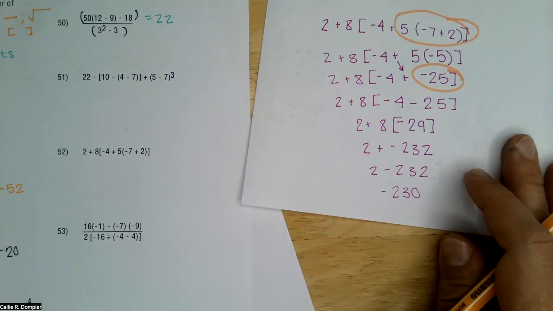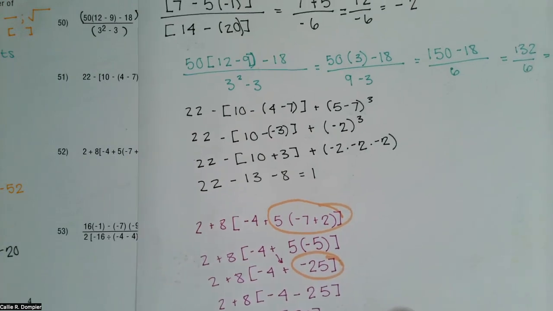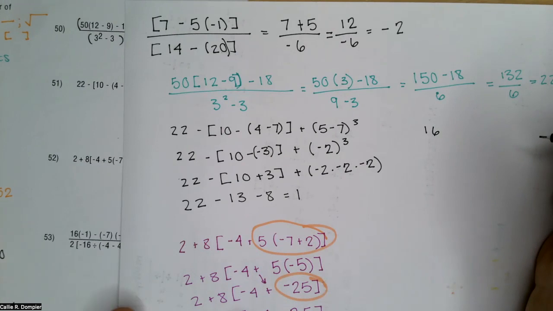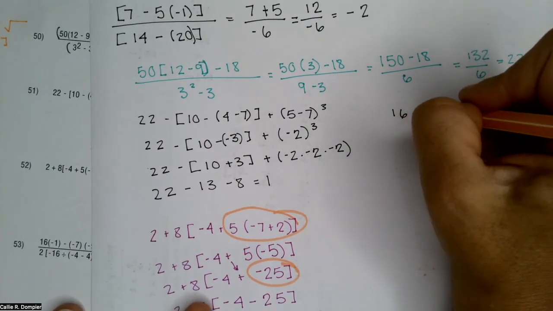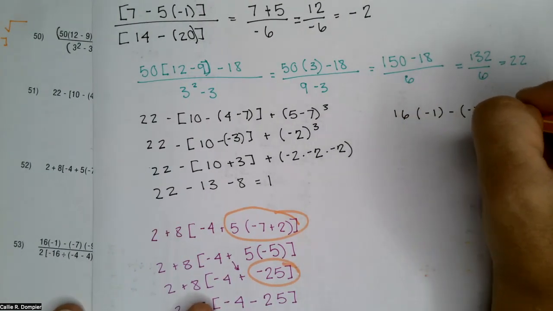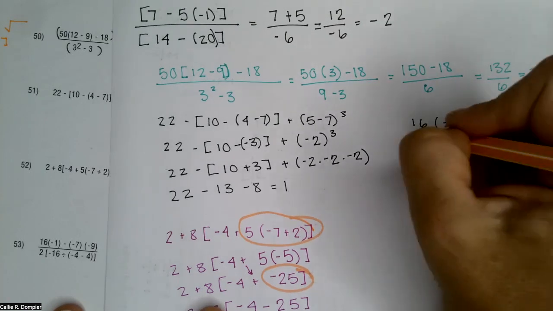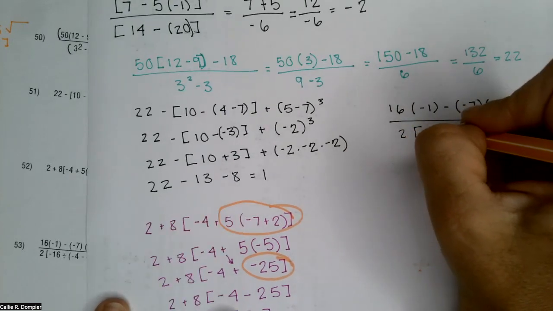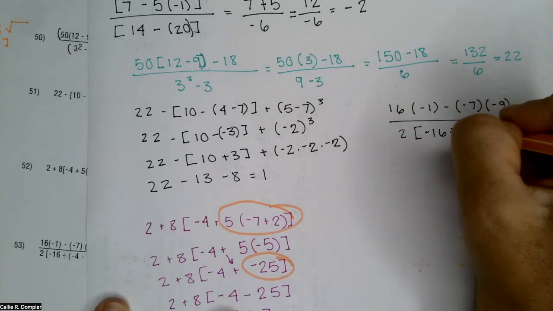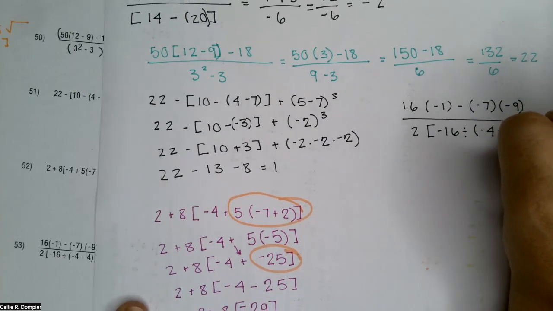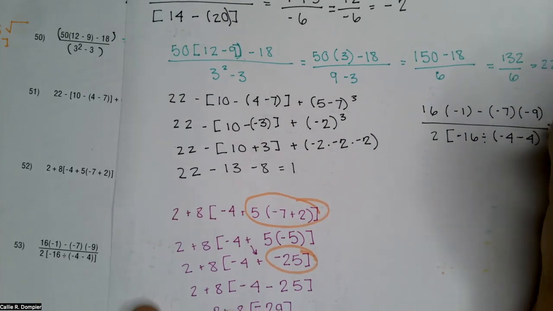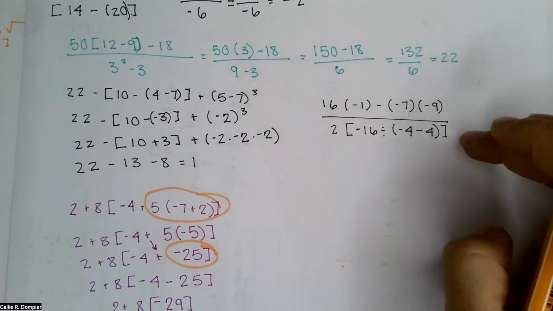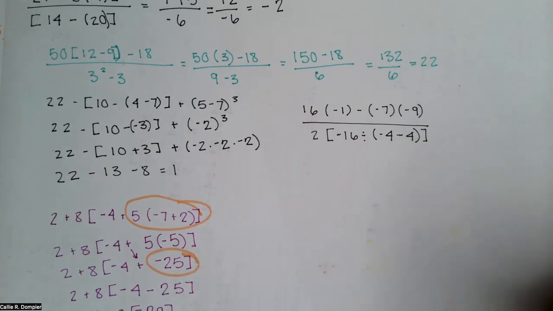Okay. And the last one, number 53, is 16 times -1 minus -7 times -9 divided by 2 times -16 divided by -4 minus 4. Good. We're going to do everything on the top separate from everything on the bottom, and then the last thing we do is divide or simplify if possible.